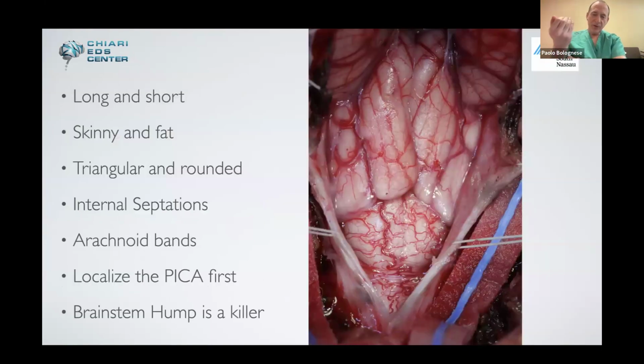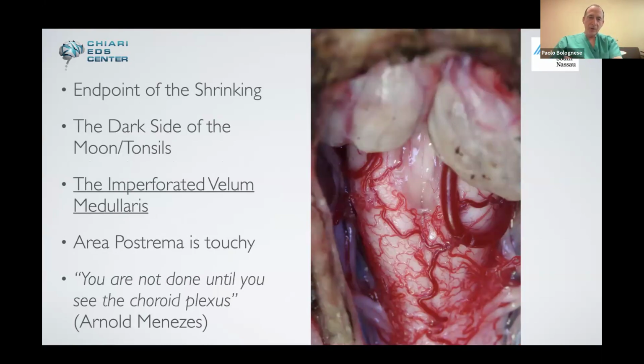Now, once you open the dura, you find a wide variety of presentation. The anatomical presentation of the tonsils can be wide, fat, but whenever you attack them, you have to know where the PICA is, where the arachnoid bands are. The same that Dr. Betos said before, know where your arteries are, know where your delicate things are before you go aggressive. And you can shrink them, you can do a subpial resection, same thing that you saw before with the debulking of the tumor.